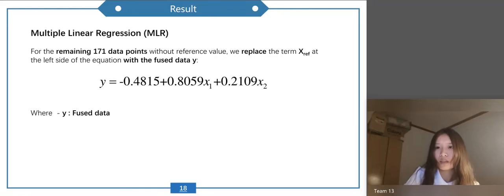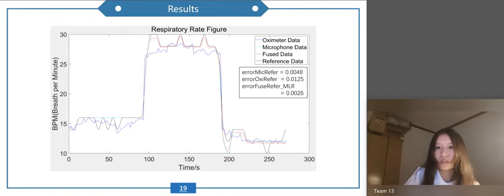The equation on this slide shows the results of our model. Please take a look at our results. There are 4 curves, and also we calculate the error factors of these 3 datasets.